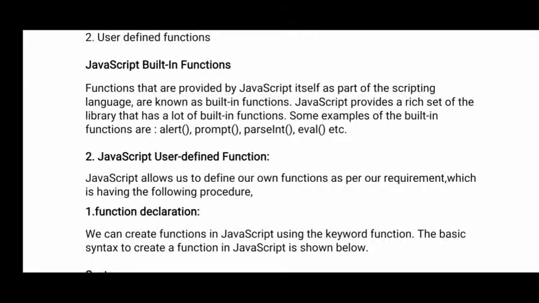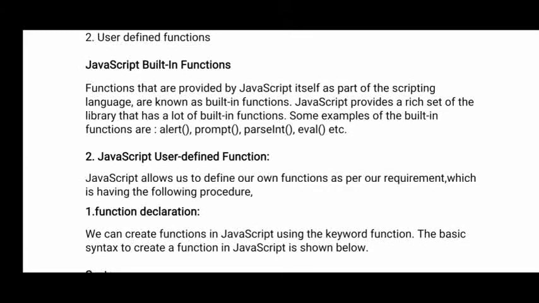JavaScript has a rich collection of built-in functions. A few examples: alert, prompt, parseInt, eval. These are built-in functions. The write function is also there. I have explained the output statement, document.write. The write is also a built-in function. That is about JavaScript built-in functions. The only thing you need to remember is that whatever functions you get from the JavaScript software are called built-in functions. Right, next.